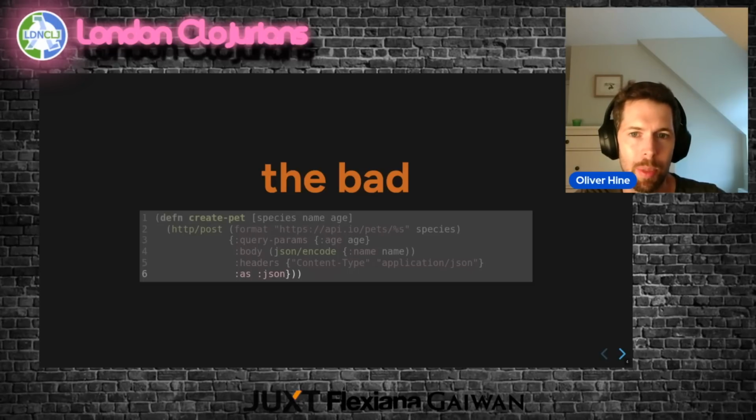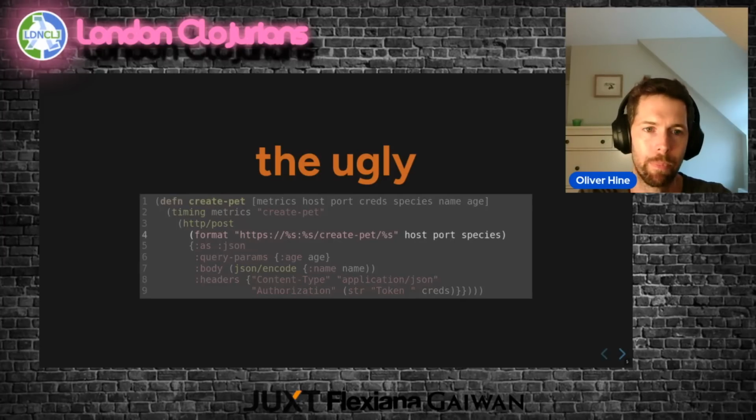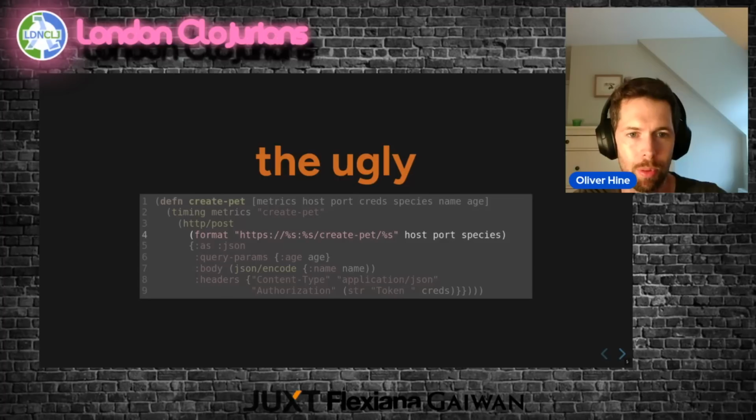And at least this means we've hidden all this stuff away inside our create pet function. So that's okay. But as things evolve, sometimes even with the best intentions, some of this HTTP stuff might leak into the rest of our code base. I've made host and port part of the arguments to the function because maybe in non-prod, I talk to a different server.